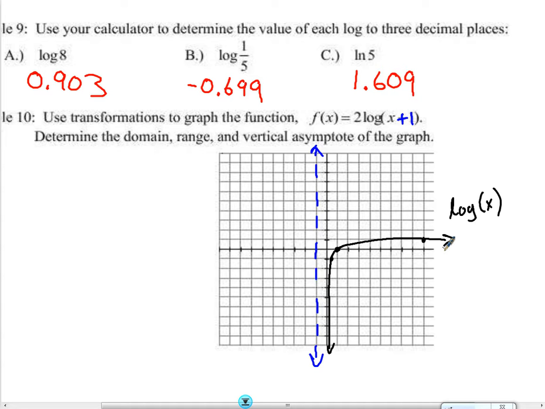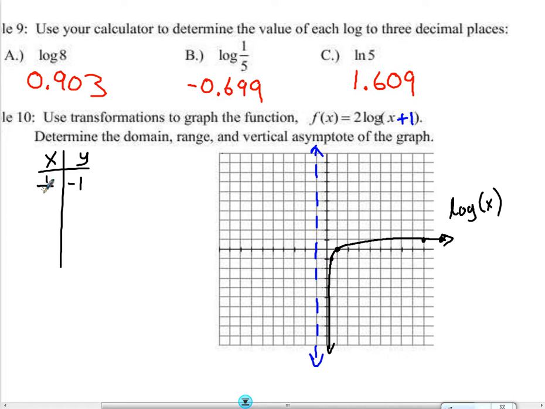Alright. So, there's my original parent function, but here, we're going to multiply the outside by 2. How's that going to change the overall value? So let's look at the original XY chart. At -1, I would have been at 1/10. At 0, I would have been 1. And at 1, I would have been at 10. Or at x equals 10, I would have been at 1.